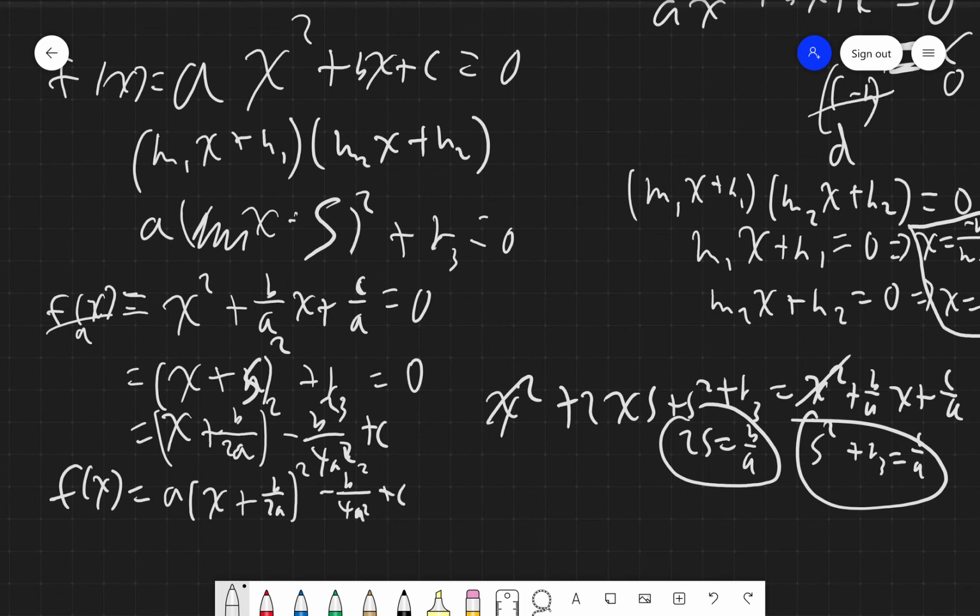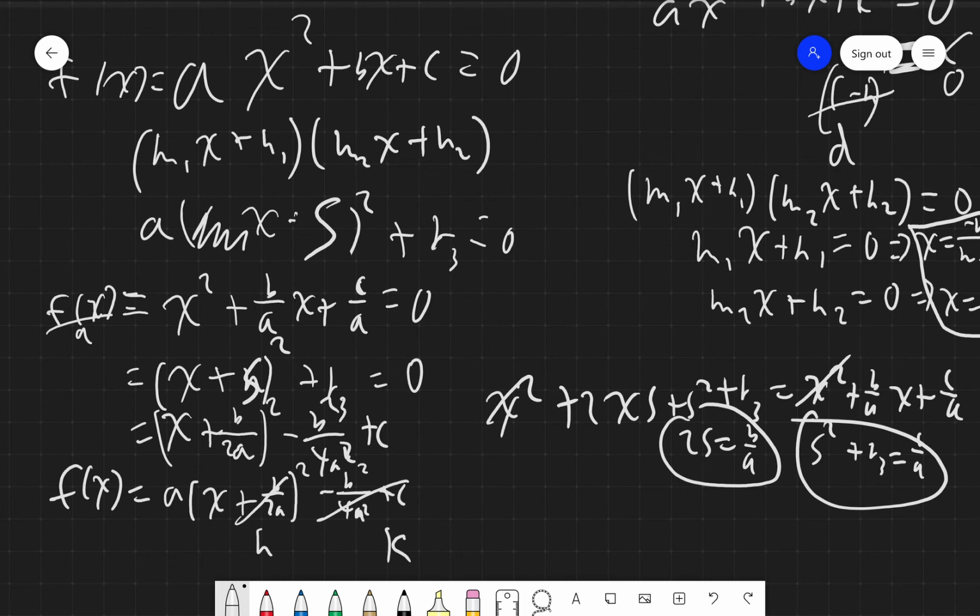Alright, so now I think that's cool. We have a good idea, right? For short, what we can do is we can say this equals h and this equals k. Now, that's pretty cool.